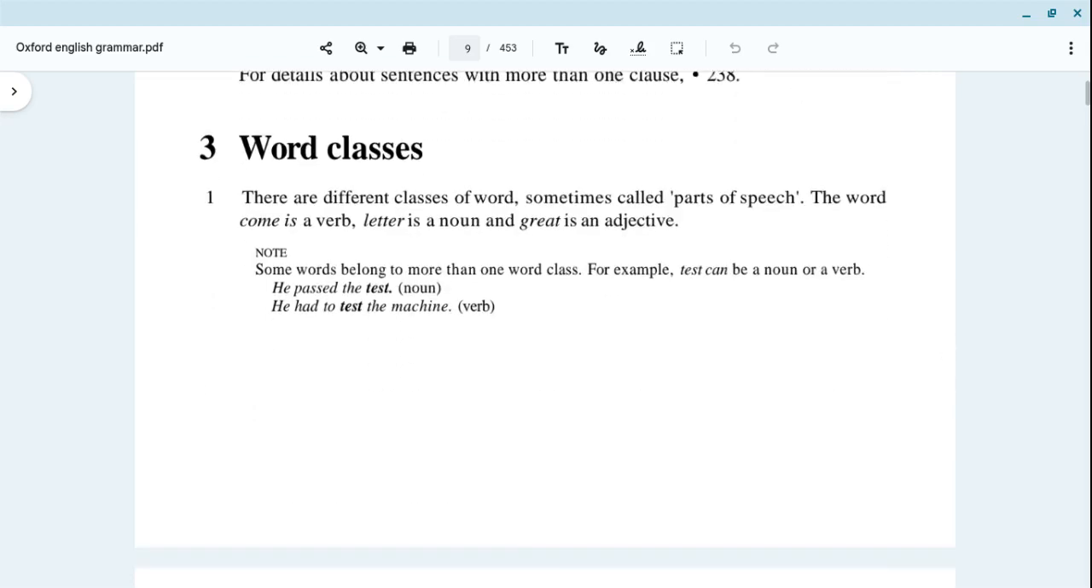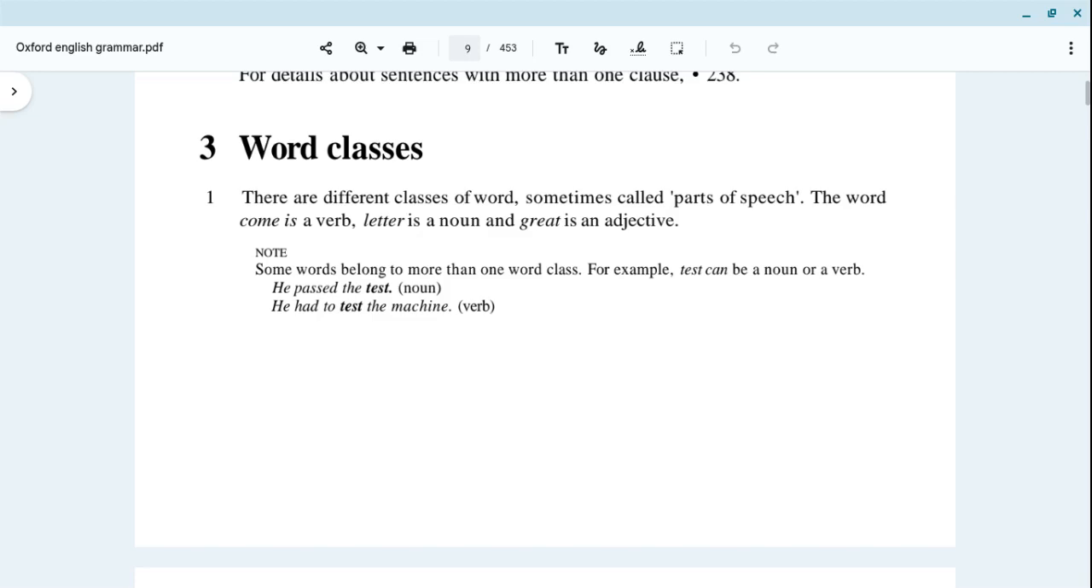Word classes. There are different classes of word, sometimes called parts of speech. The word come is a verb, letter is a noun, and great is an adjective. Note, some words belong to more than one word class. For example, test can be a noun or a verb. He passed the test. Noun. He had to test the machine. Verb.